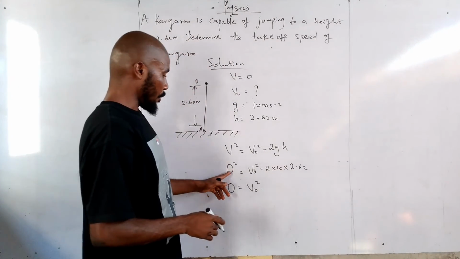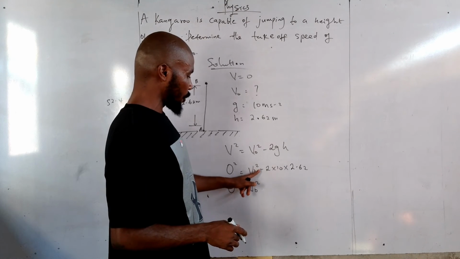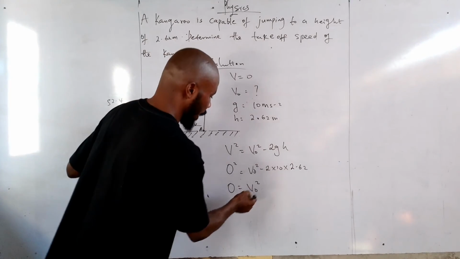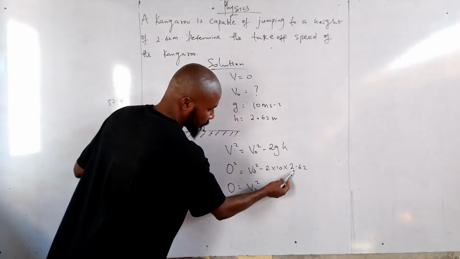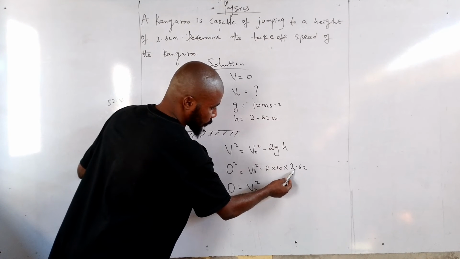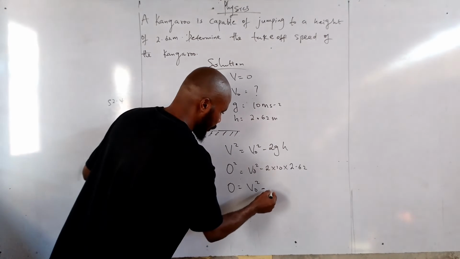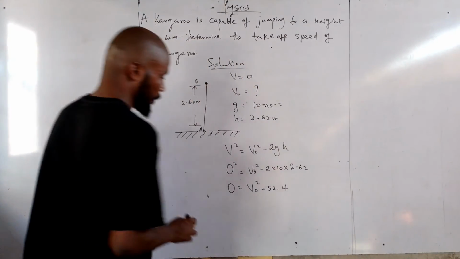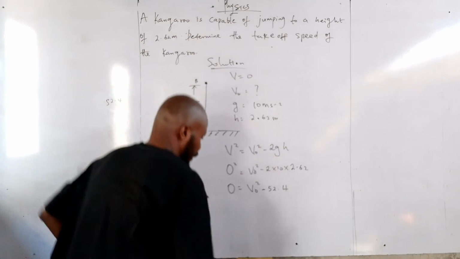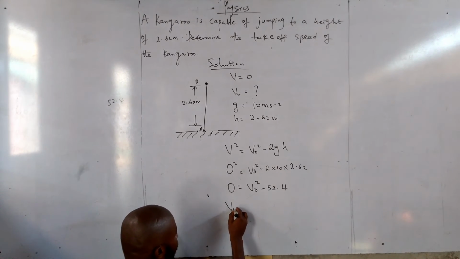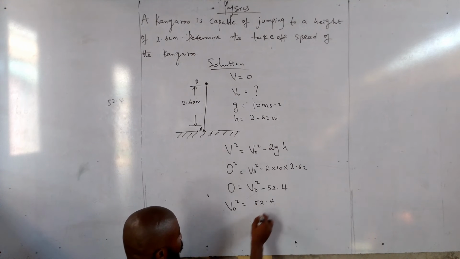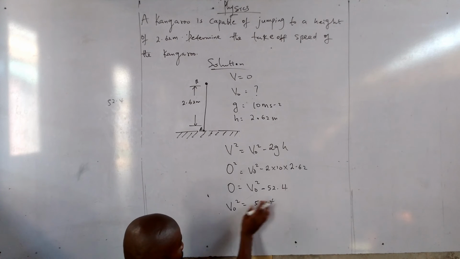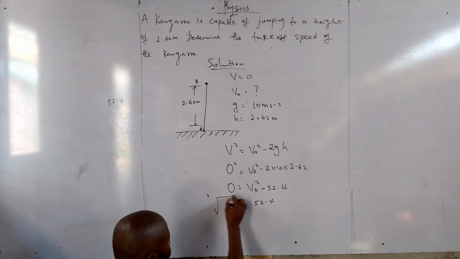So 0 squared is equal to V0 squared minus 2 times 10 times 2.62, and 2 times 10 is 20. 20 times 2.62 will give me minus 52.4. I'm looking for V0 here. I can collect like terms, and crossing over, I will have V0 squared equal to 52.4. I'm looking for V0, so I'll take the square roots of both sides.